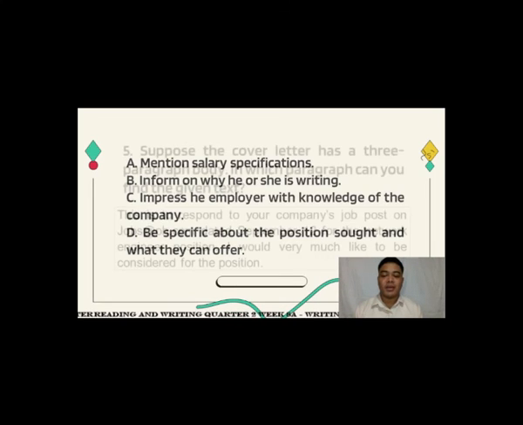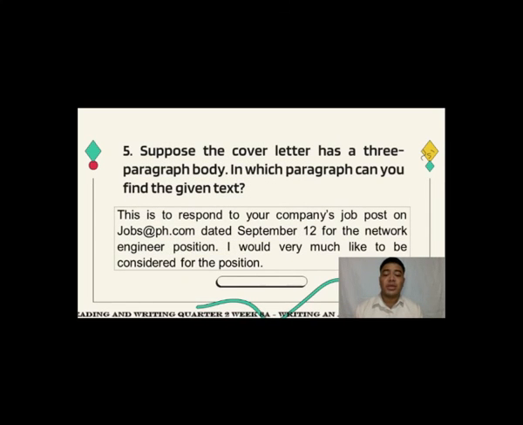Number 5. Suppose the cover letter has a 3-paragraph body. In which paragraph can you find the given text? The text reads, "This is to respond to your company's job post on jobs@ph.com, dated September 12 for the network engineer position. I would very much like to be considered for the position."